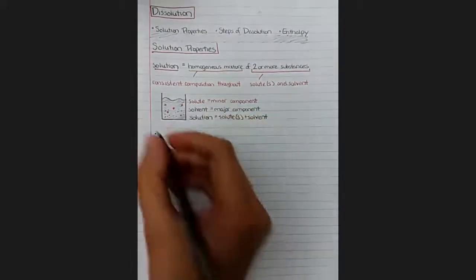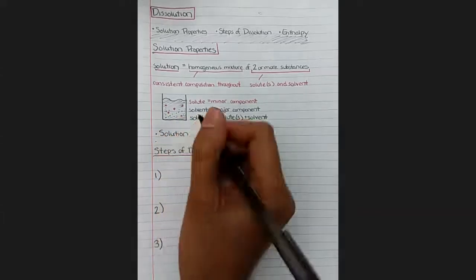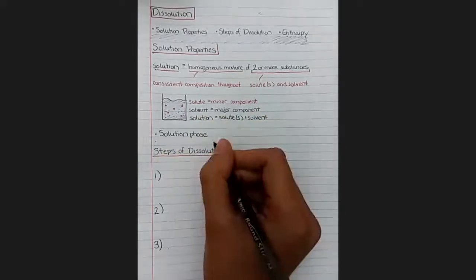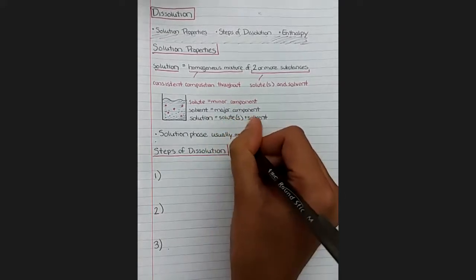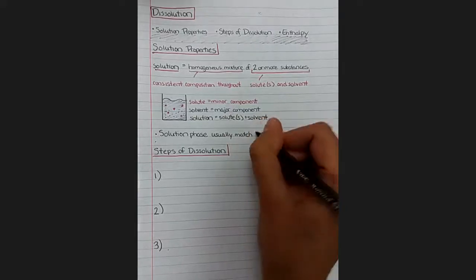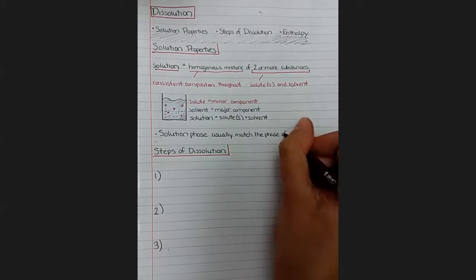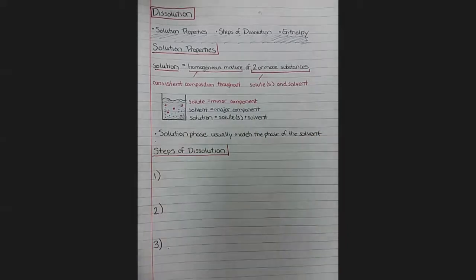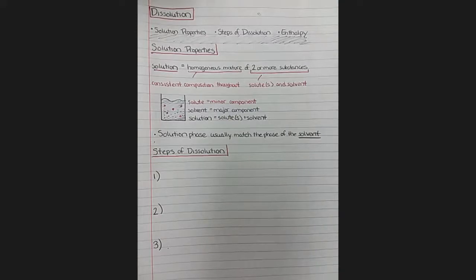Okay, so now we know the names for each of these parts. And so we had said that these are often liquid, but not always. So let's look at some examples. So the phase of the solution usually matches the phase of the solvent, which is the bigger piece. You were using blue for solvent. So it usually matches the solvent, but it isn't always a liquid.